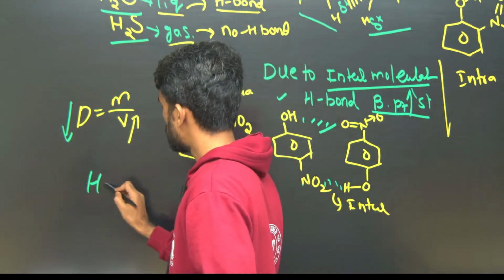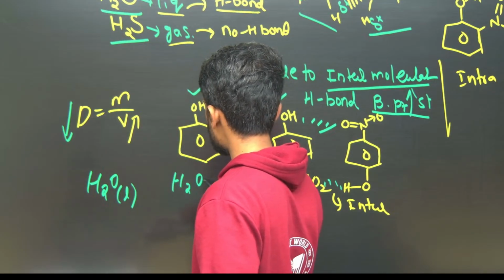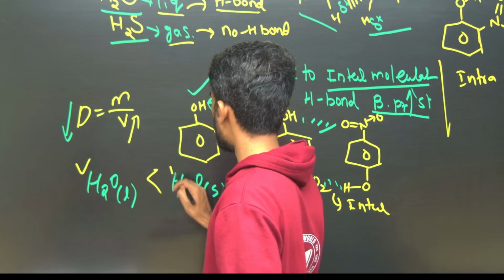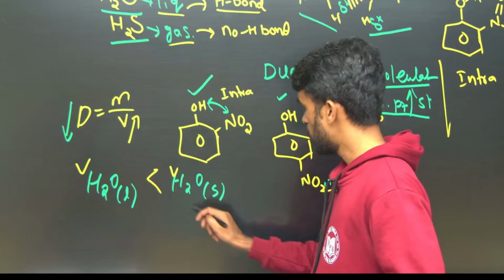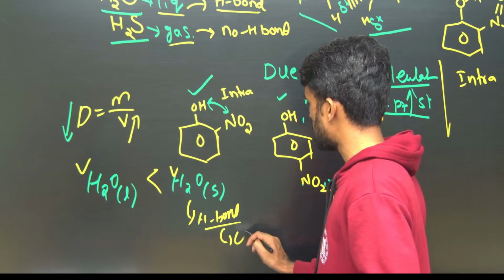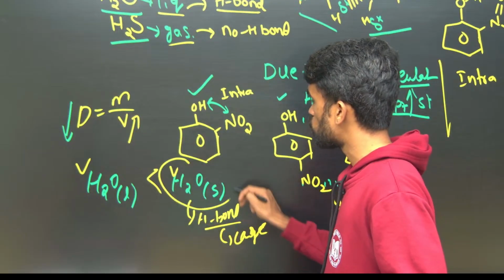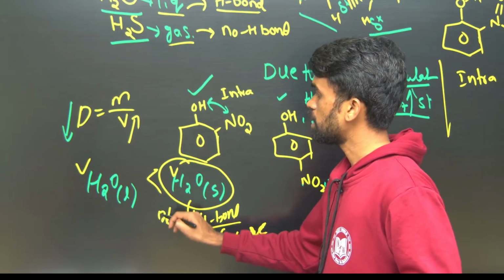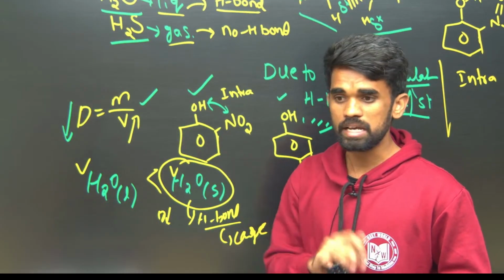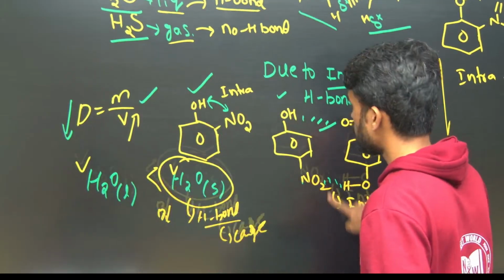Water in liquid state and water in solid ice form: the volume of water in the liquid state will be smaller than the volume of water in the solid state because of intermolecular hydrogen bonding. A cage-like structure is formed, which gives it more volume and lower density. That makes it float on the water. This is the reason for the floating of ice on water. Remember this. So this is about the session.